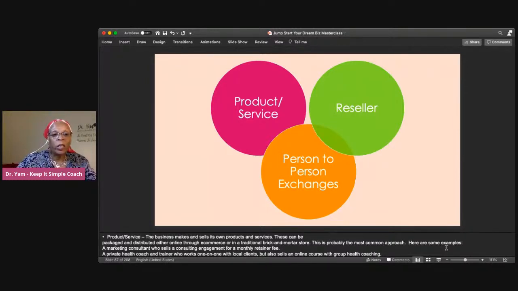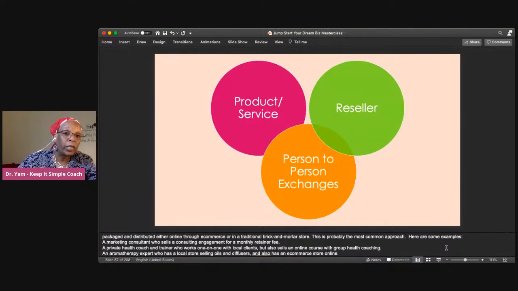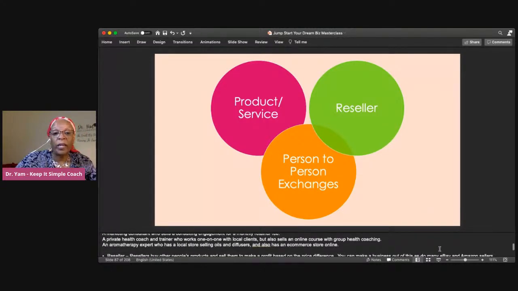So a marketing consultant who sells a consulting engagement for a monthly retainer fee is different than an aromatherapy specialist who has a local store selling the oils and the diffusers and things along those lines, right? So that dynamic is different. Not to say one is better or worse, but at the same time, the aromatherapy specialist can have e-commerce to sell the store online as much as they can have a front-facing type of business. So you'll have those things to offer. So that's one thing, product or service.